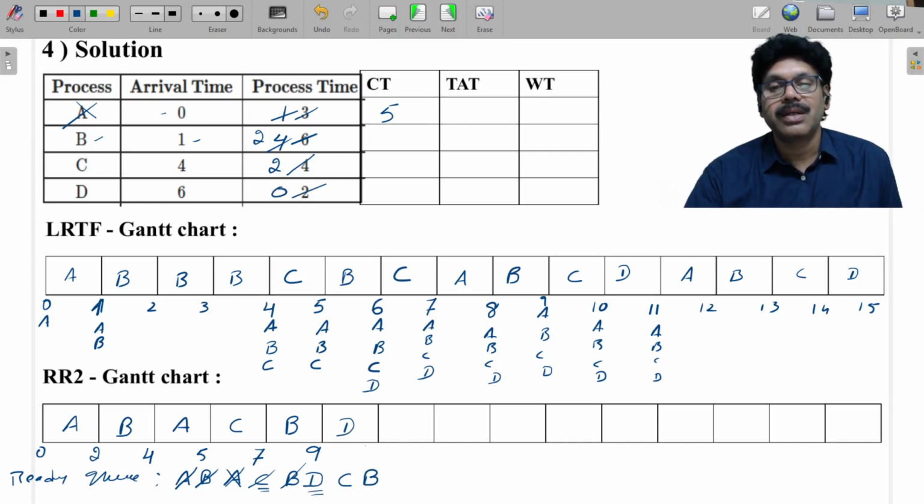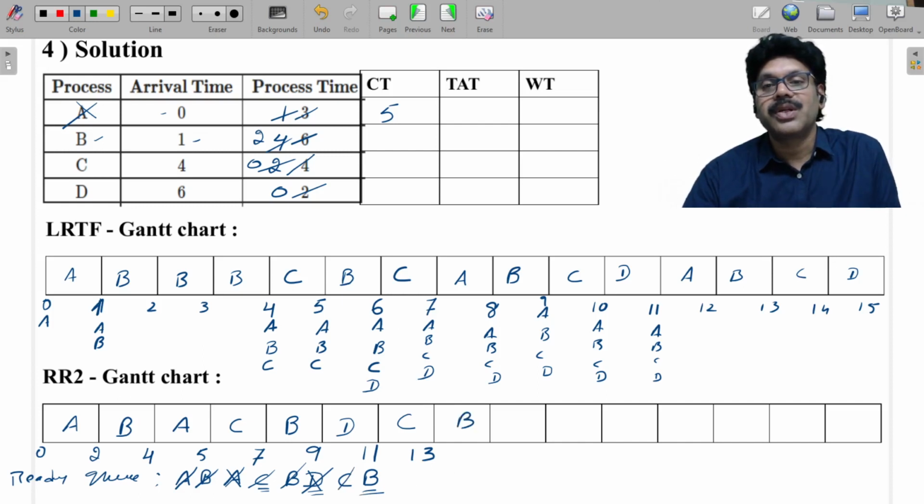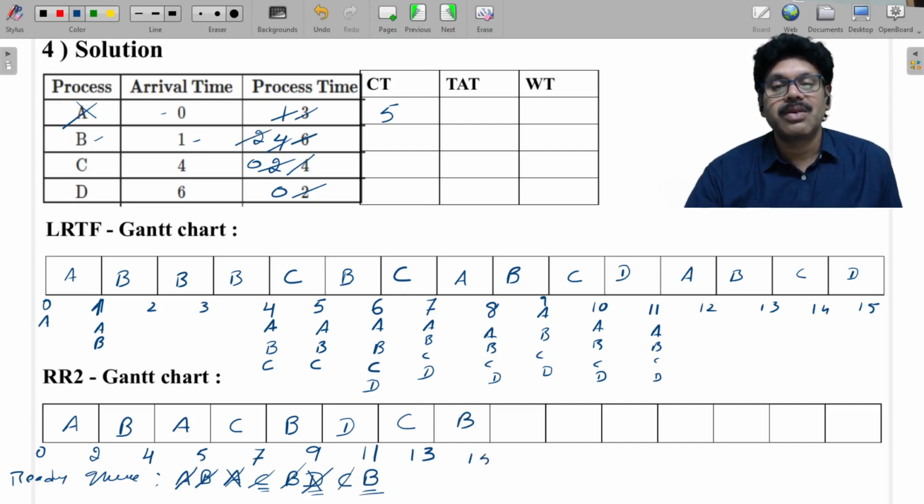It got completed, so D can be removed from the queue. In the queue order, C is there, so C also executed 2 units. It becomes 0. Then after that, one more process is left alone, that is B. So B also executed 2 more units. At 15 it got completed. So B completed at 15, C completed at 13, D completed at 11.